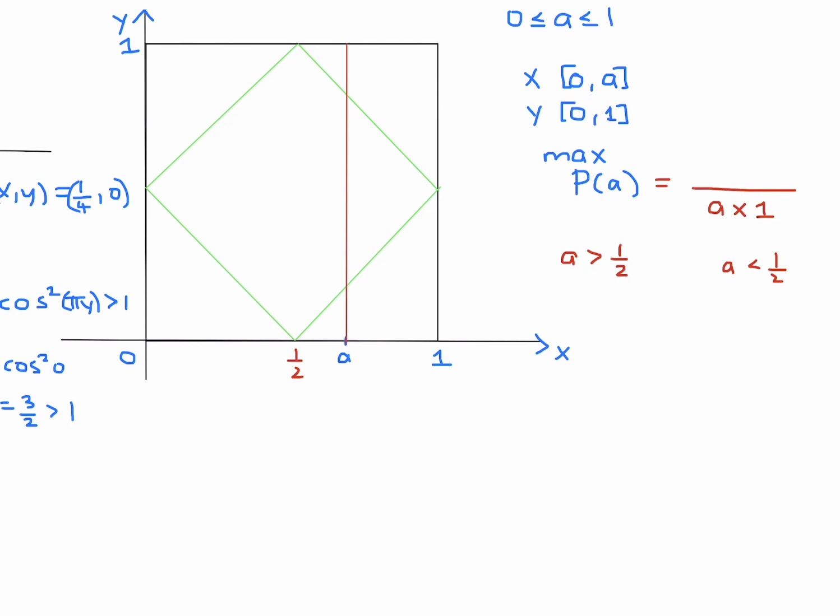Okay, so it doesn't really matter. Let's do A less than a half first. So if A is less than a half, it's something like this, right? Where this is my value of A. Okay, so let's figure that out. P of A, therefore, would be as follows.